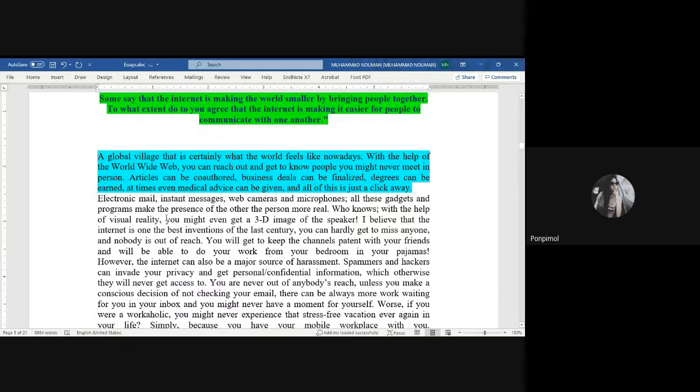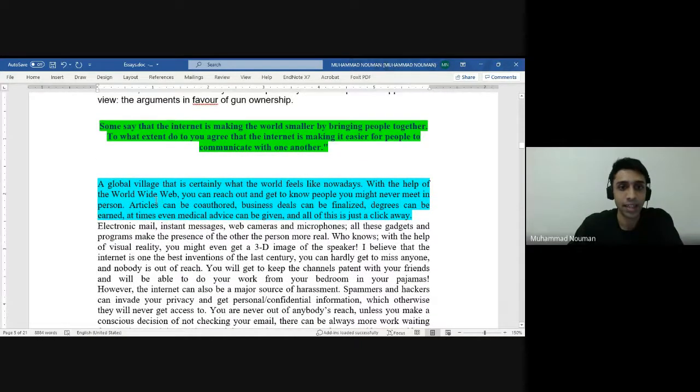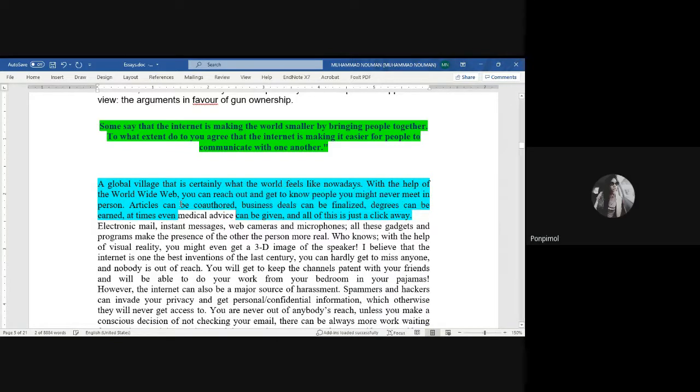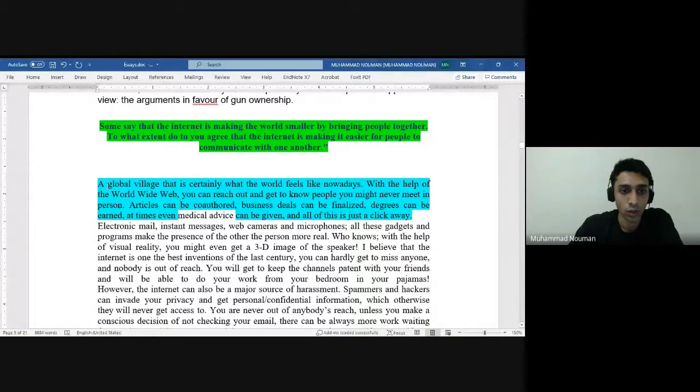He talked about many things, all about the World Wide Web. What he can get: he can know people that you never met. You can collaborate and write articles with other people from another part of the world. You can do business deals. You can earn degrees, like online learning from any university. You can even take medical advice. So he highlights the global village with the World Wide Web. I will highlight this one first.